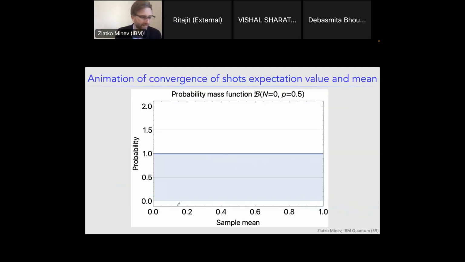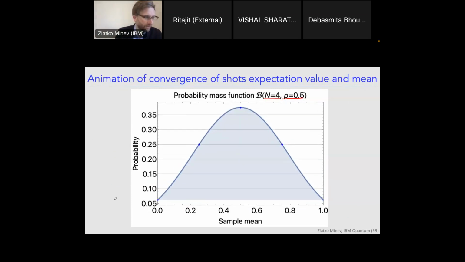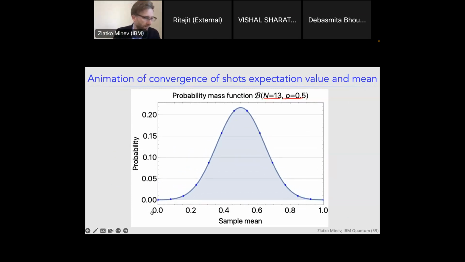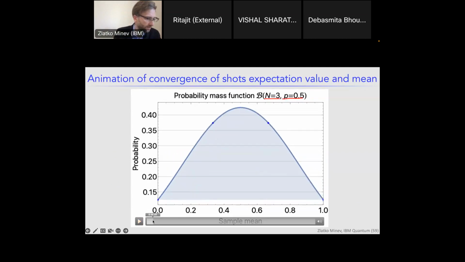To give you a sense and a flavor of what that will look like, let's take the example of a coin toss with probability 1/2. And let's look at what the convergence of the sample mean looks like as a function of the number of trials that we have done, or the number of shots of our quantum algorithm that we have executed. And so here's an animation which is going to go in time, and let me pause it and go slowly.